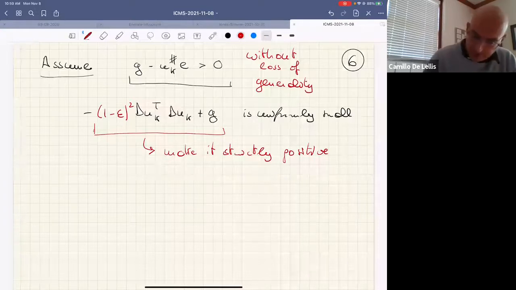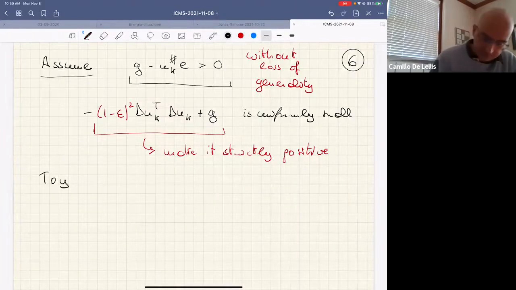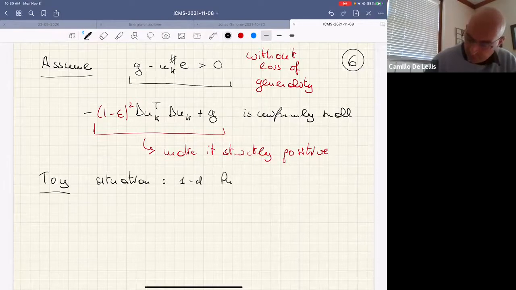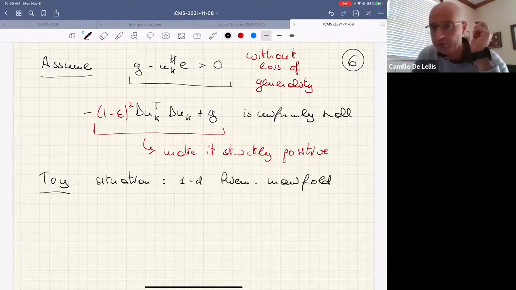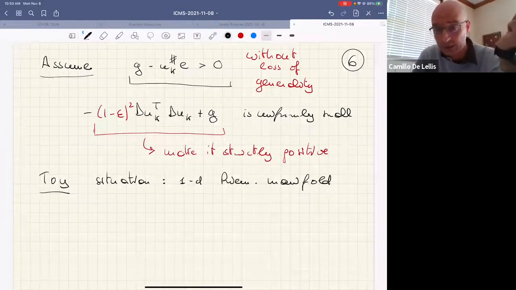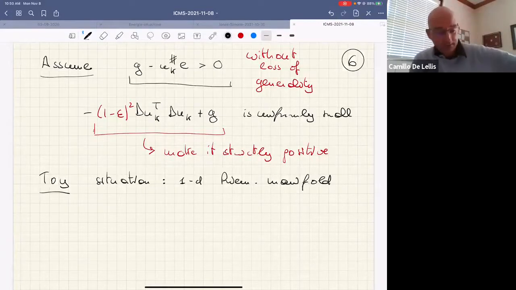Okay, so let me just play the following game then. A toy situation is the situation of one dimension. In a one-dimensional situation, of course, the problem of finding isometric embeddings is trivial because you can always reparameterize in such a way that your metric, which is a scalar, is identically equal to 1. I can always change my parameter space in such a way that my metric takes a very simple normalized form.